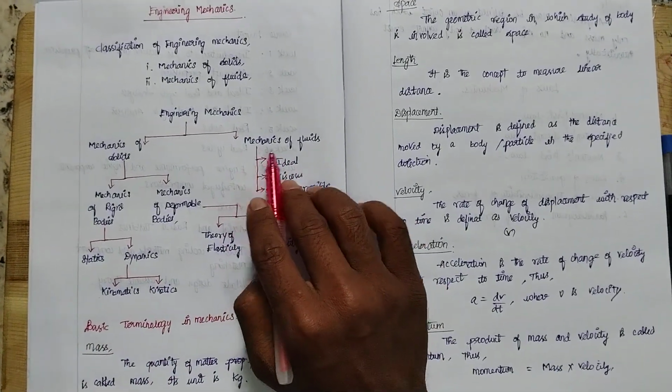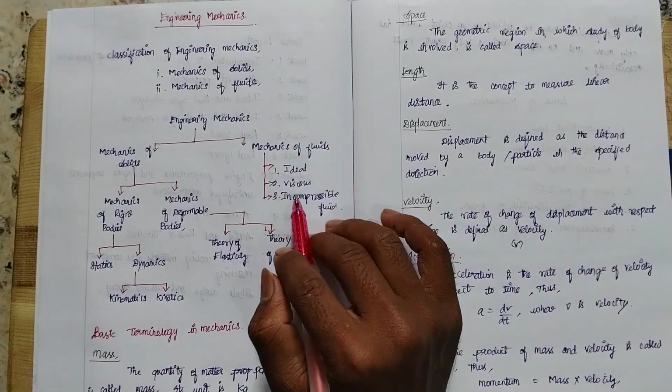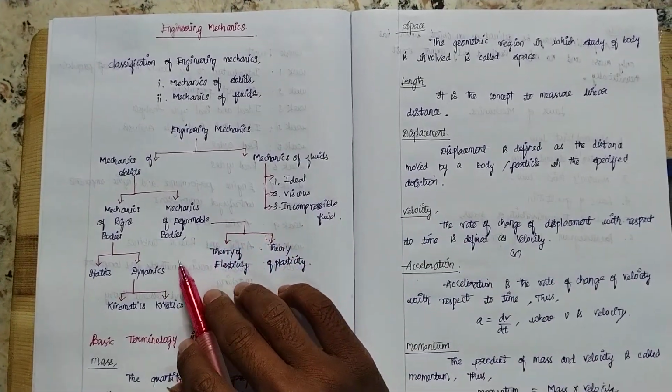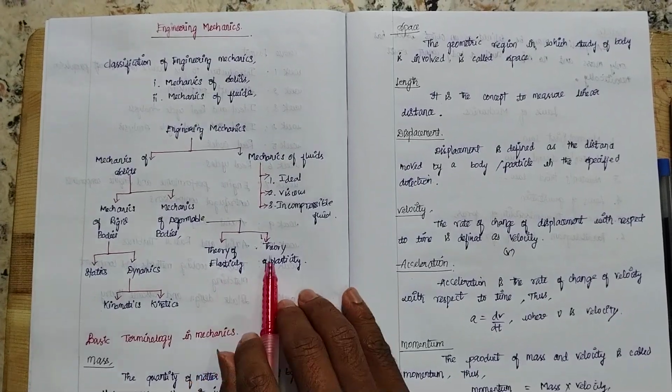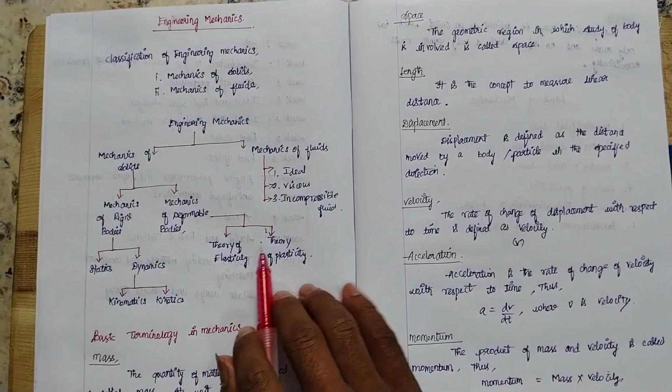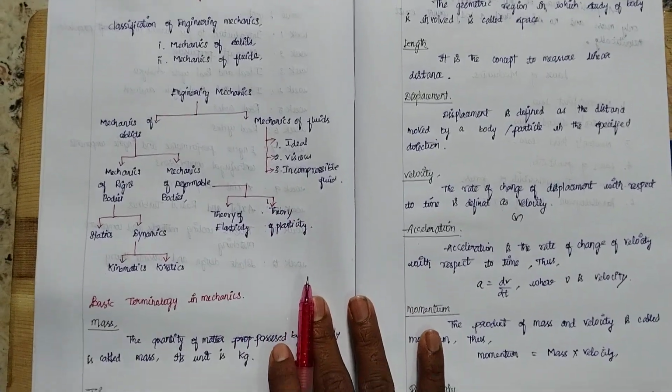In mechanics of fluids, there are ideal fluids, viscous fluids, and incompressible fluids. In the mechanics of deformable bodies, there are theory of plasticity and theory of elasticity, which is known as the strength of materials, which we may deal with later.